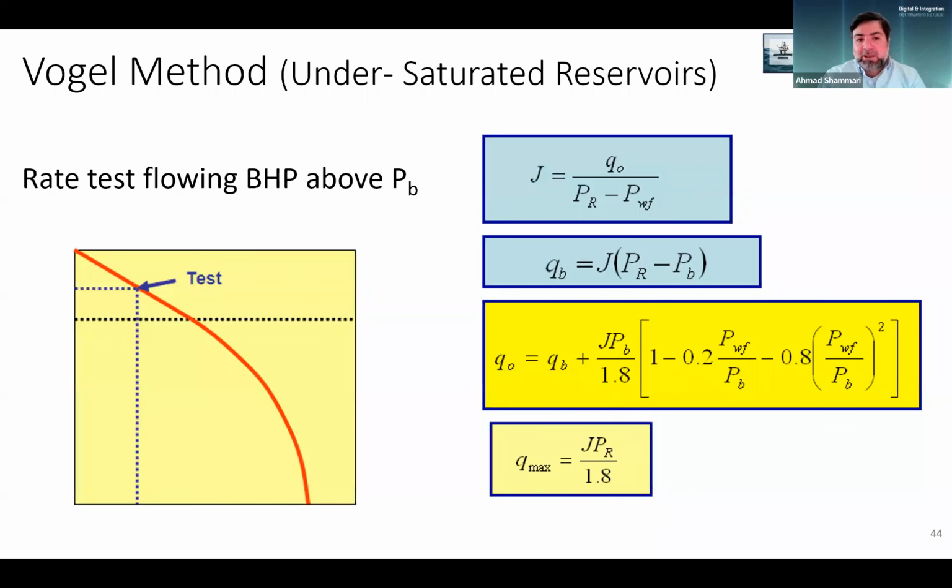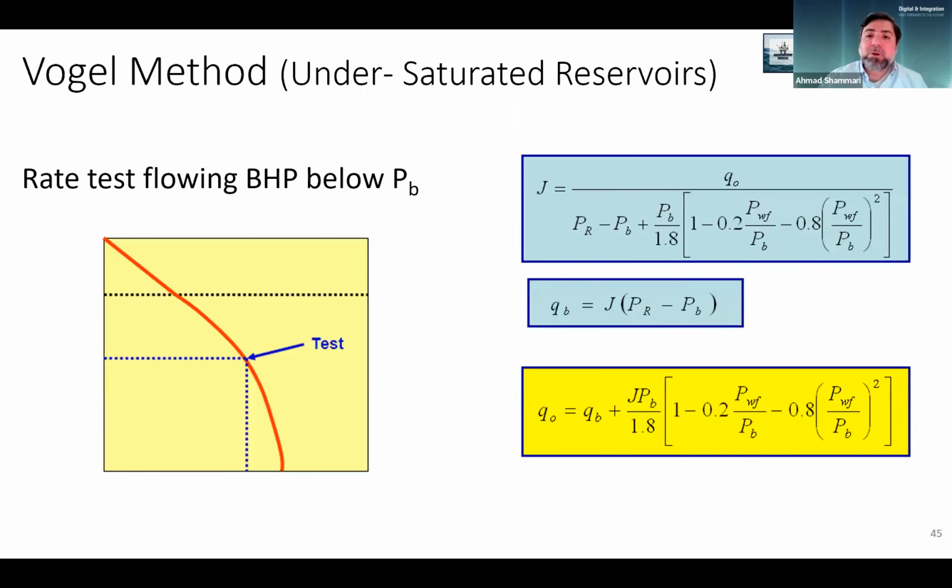So again, if our test point, the flowing bottom pressure in the test, is above the bubble point pressure, we use this equation here. Find J, and then find QB, plug QB into this equation, and then we can construct our IPR curve.